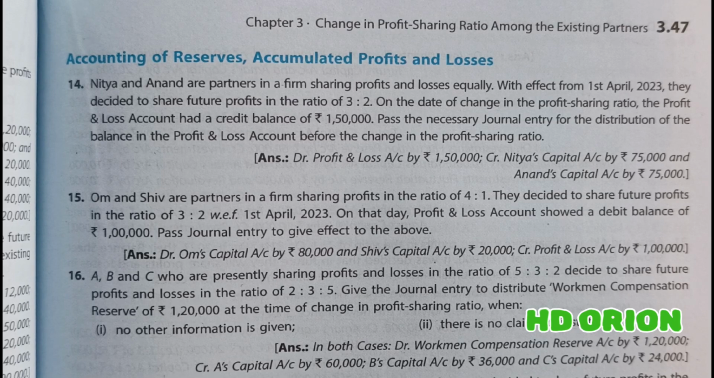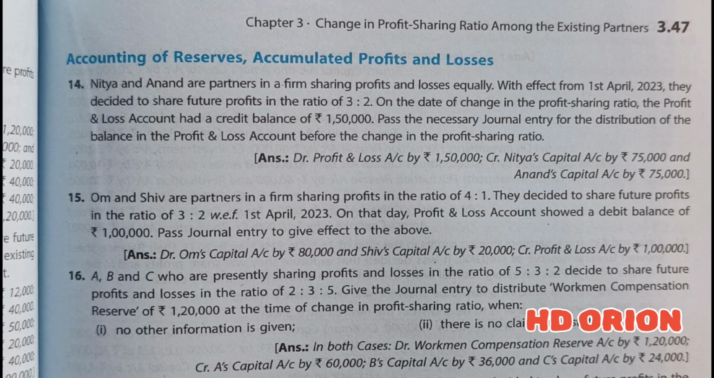So accounting treatment for reserves, accumulated profits and losses we will study in this video. The reserves, accumulated profits and losses are the undistributed profits of previous years. All the profits which the firm earns are not actually distributed or appropriated among the partners. Some portion of it is kept as a reserve for uncertain financial problems in the future.